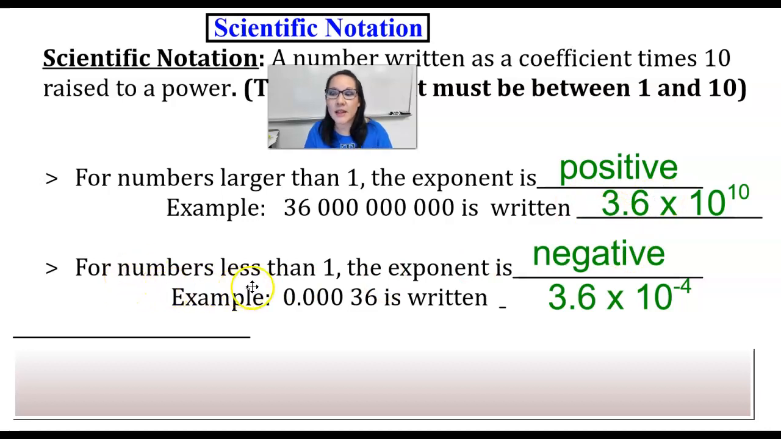If you have a number that's less than 1, then you're going to have a negative exponent. For example, 0.00036 is a number that is less than 1, and so it's going to be written by moving the decimal between the 3 and the 6, giving us a coefficient of 3.6, which is a number between 1 and 10, and then we're going to have times 10 to the, and our exponent is going to be negative 4, negative meaning it was a number that was smaller than 1, and 4 being how many positions we had to move the decimal, 1, 2, 3, 4, in order for our coefficient to be 3.6.